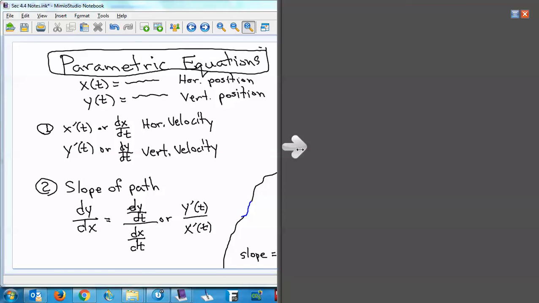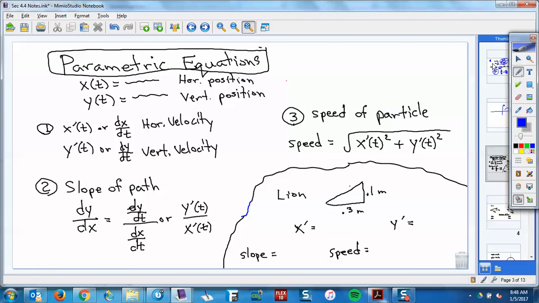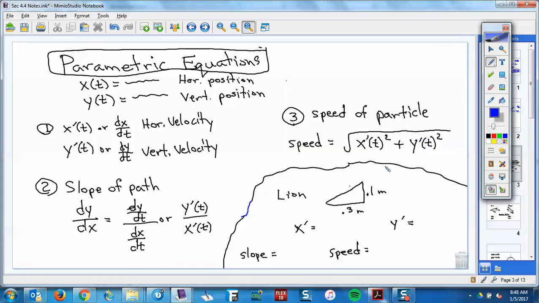And then the other part of this is the speed. We already talked about that. To get the speed of that particular particle, you have to use this equation: x prime squared plus y prime squared, and then the square root of that. That just comes from the Pythagorean theorem, because your horizontal and your vertical make a triangle, but the actual path is diagonal.